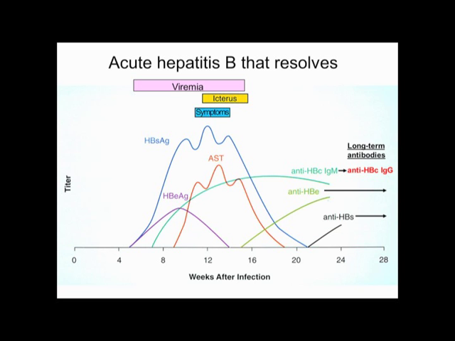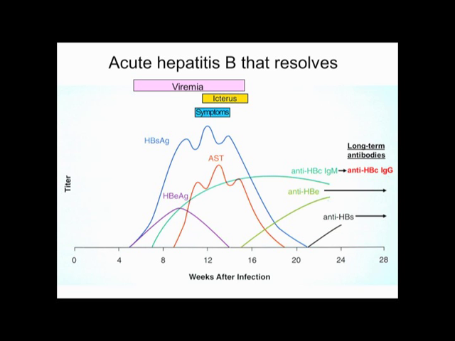The transaminases are elevated, and you have the IgM core antibody. So when a patient comes in with acute hepatitis B, surface antigen, DNA may still be positive. The IgM core antibody is positive. That's how you make the diagnosis of acute hepatitis B. You've got surface antigen, says the virus is there. You've got core IgM antibody.